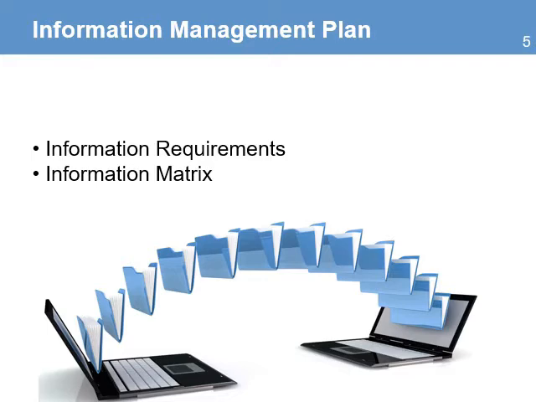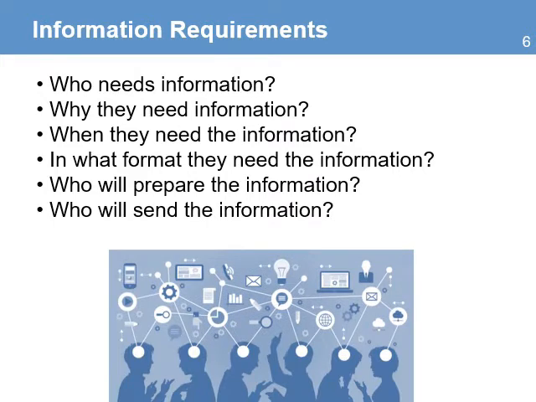To develop this plan, the project manager and the team need to have a good understanding of the information requirements of the stakeholders and use an information matrix to organize all the information needs. The information requirements help answer the following questions. Who needs information? These are the key stakeholders of the project who make decisions. Why they need information? It describes how they will use the information provided by the project. When they need it? Stakeholders need timely information to make critical decisions. In what format do they need information? Each stakeholder might have a preferred format and channel to receive the information. The requirements also identify who will be in charge of preparing the information and who will be responsible for sending the information.